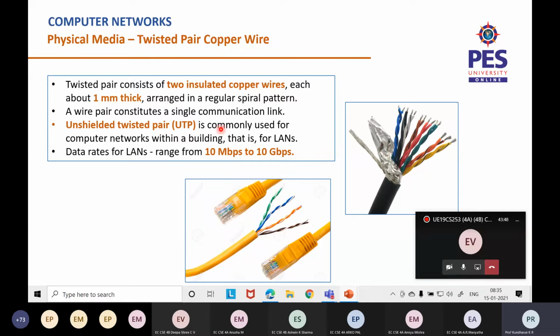So twisted pair consists of two insulated copper wires. Can you see two insulated copper wires here? Each 1 millimeter thick, and they are arranged in a regular spiral pattern. Each pair is used for a single communication link, one for the incoming and one for the outgoing signal.